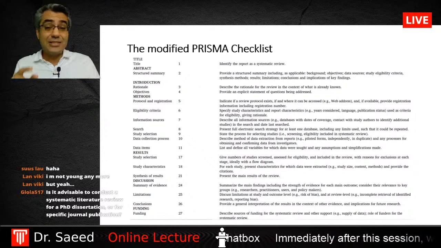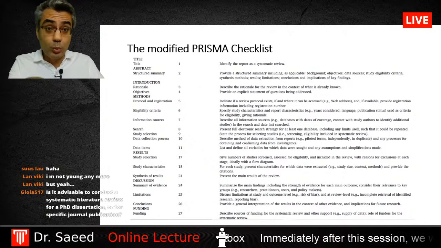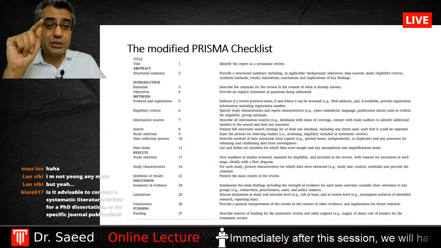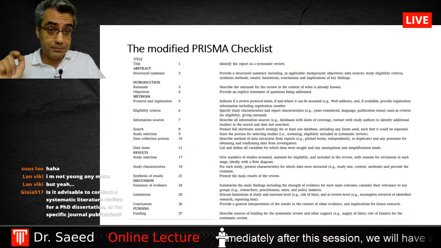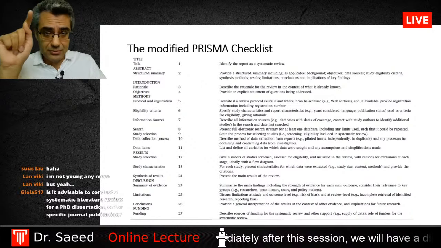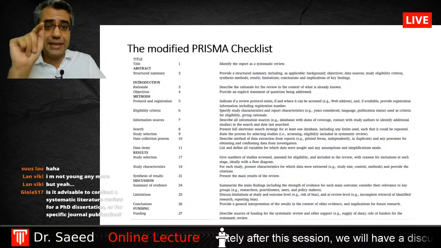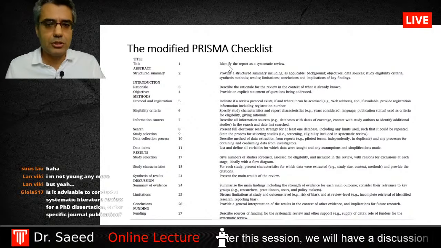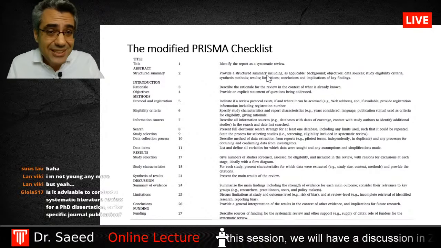This is a guideline. As I said, many top tier journals provide these checklists and ask you to check to make sure all have been done. Then you need to follow it and tick the checkbox in the checklist. So the title must have systematic. You see, it's a clear guideline.